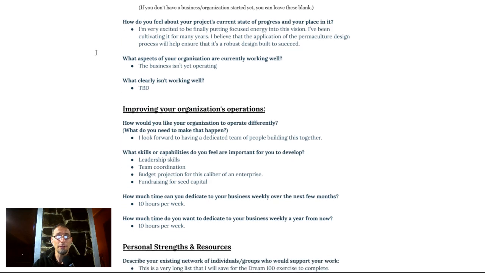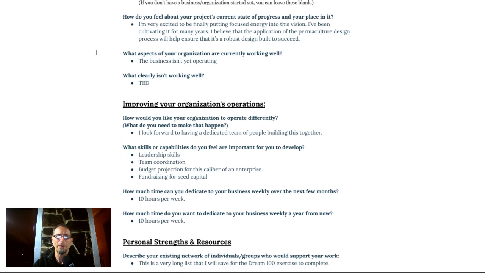Current state, how do you feel about it? Whatever comes to the top of your mind. Personally, I'm very excited to be finally putting focused energy into this vision. I've been cultivating it for many years. I believe that the application of the permaculture design process in this course will help ensure that it's a robust design built to succeed. And honestly, I think that's one of the reasons I waited so long to do this, is because it was such a big project. I didn't really know how to start it in a full holistic way.